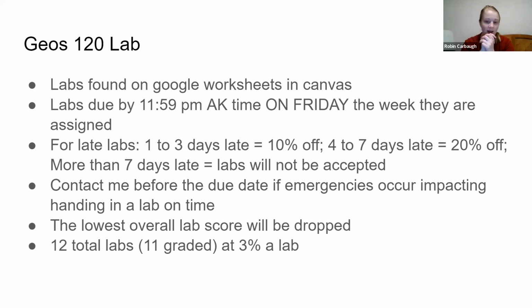But if you do miss a lab, it's not the end of the world, because the lowest overall lab grade will be dropped. There's 12 total labs, and we'll be grading 11 of them at 3% a lab. So you can either do all 12 and just drop the lowest one, or if you're just having an off week or you miss one and get a 0 on one, you can just drop that too. It's up to you.